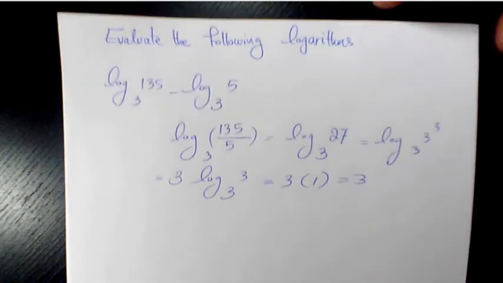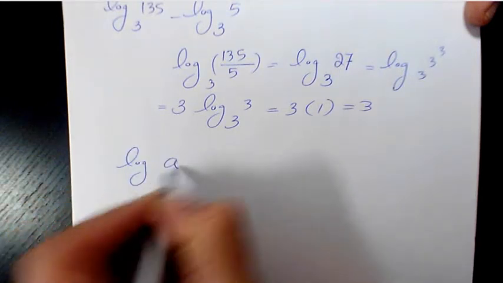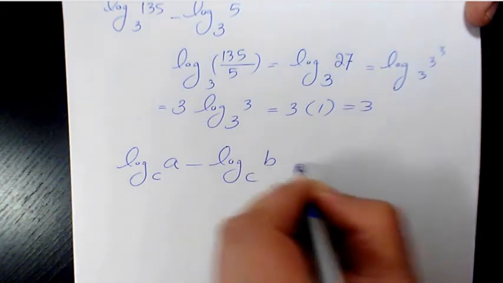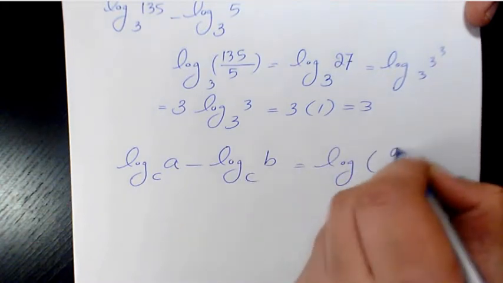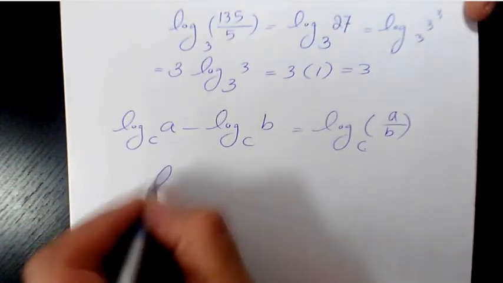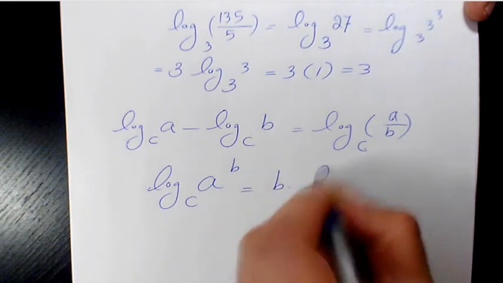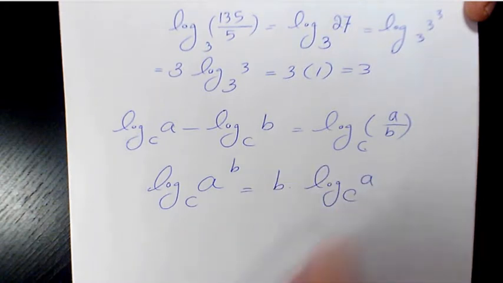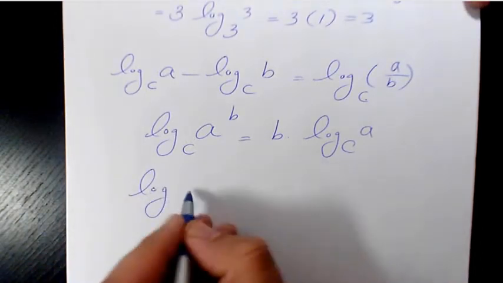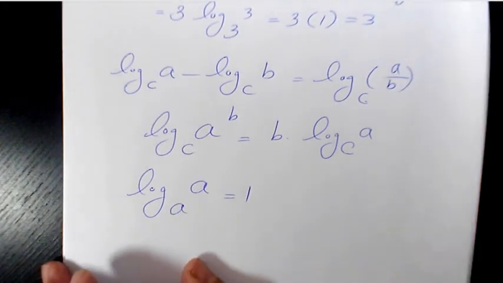So I used 3 laws. One law is log A base C subtract log B base C equals log A over B base C. Another law is log A to the power of B base C is going to be equal to B times log A base C. And the third law I used, log A base A is always equal to 1.